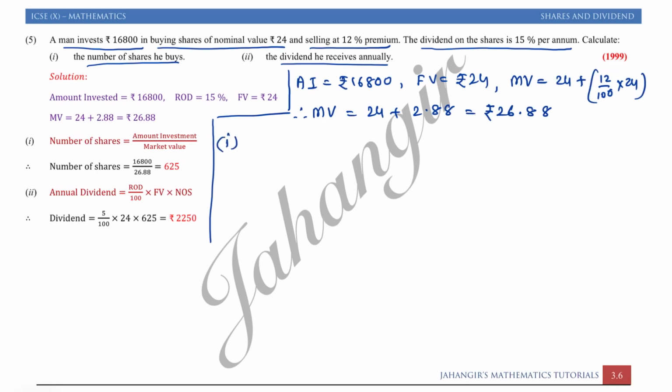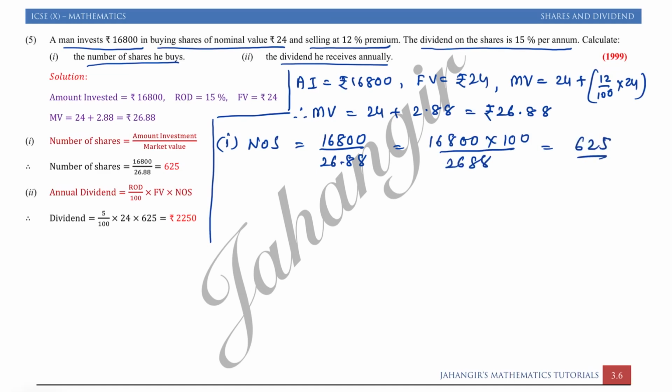First I have to find the number of shares. So number of shares is equal to amount invested upon market value, that is 26.88. So you can solve: 16800 into 100 upon 2688, just cancel out, and you can get 625 shares. The first part that we got, the number of shares he bought, is 625.